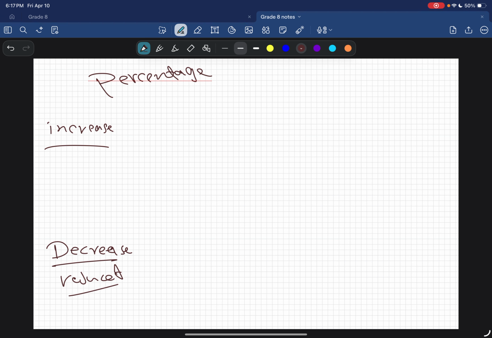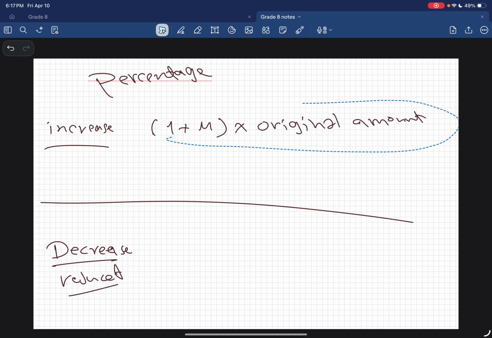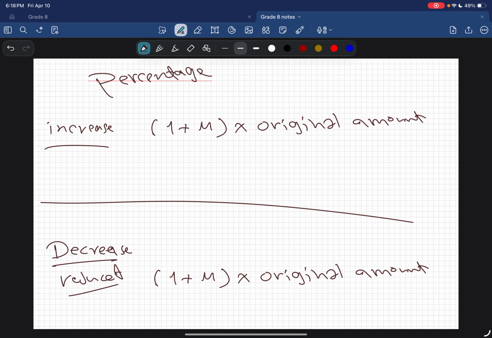So we have two formulas. If it's increased, it's going to be addition: 1 plus the multiplier times the original amount. But when we have a decrease, we're going to change the addition sign to subtraction. It's going to be 1 minus the multiplier multiplied by the original amount. That's called decreased percentage, which is in front of you.